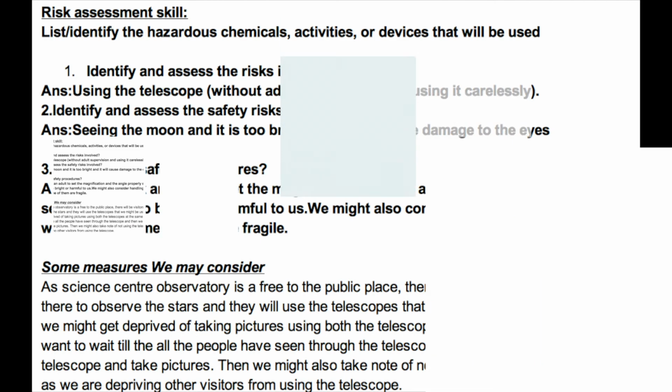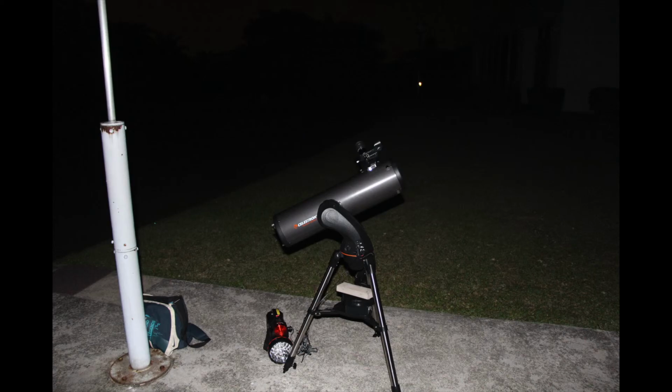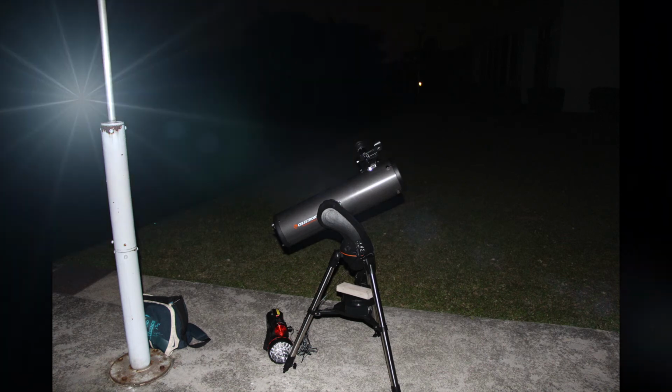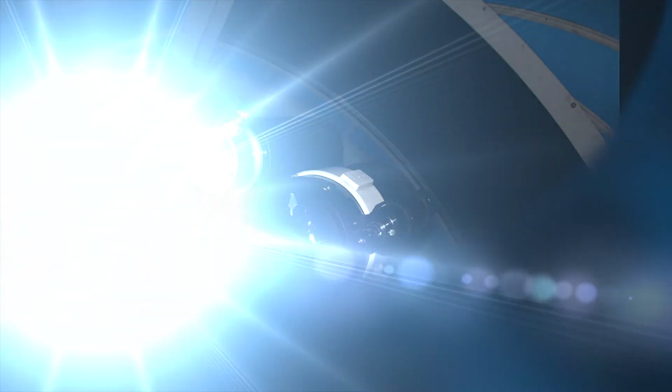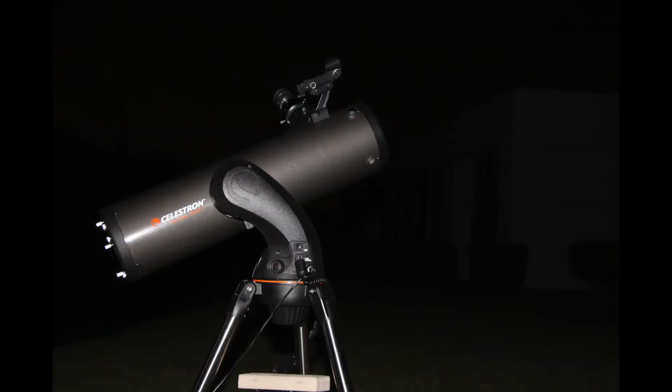Let me talk about the telescopes we may be using. The smaller telescope that you're seeing is the Celestron NexStar SLT range, and the bigger telescope you're seeing now is the Celestron NexStar 6SE. Now, for a while, take a look at the pictures we have taken of the telescopes.